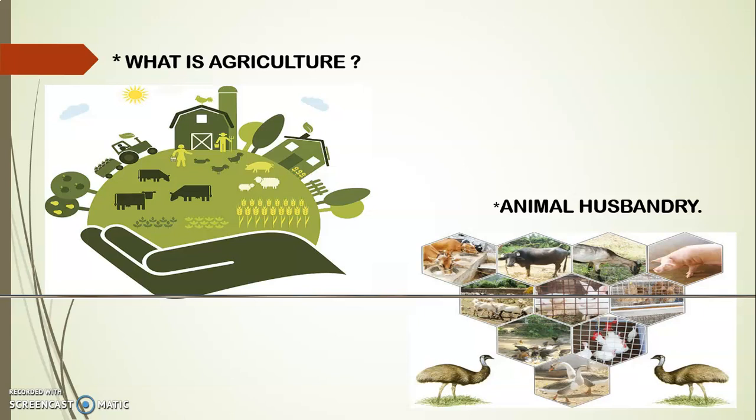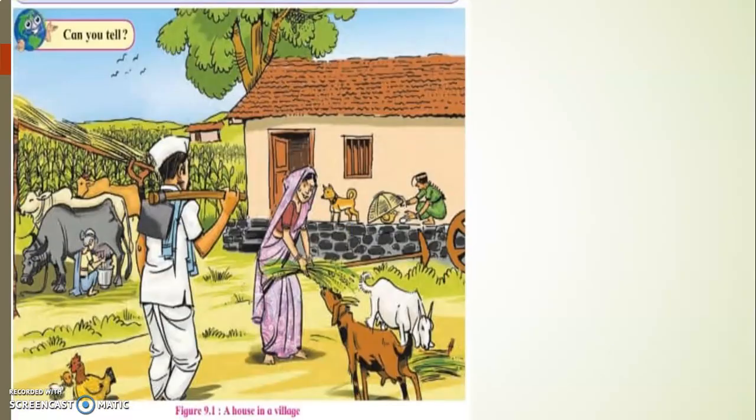So I hope you all are ready, all set. Please open your textbook to page number 52, lesson 9, agriculture. So moving ahead. Well, my dear children, now what are we going to understand over here? You can see a picture on your screen. The same picture is in your textbook on page number 52.